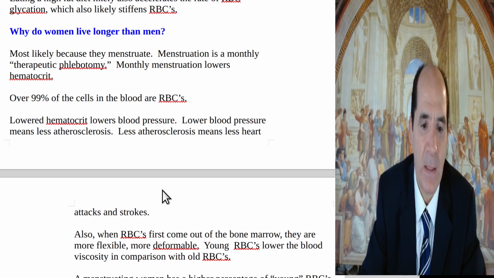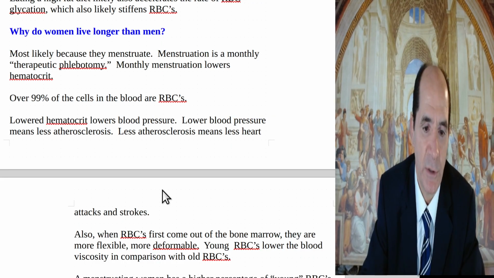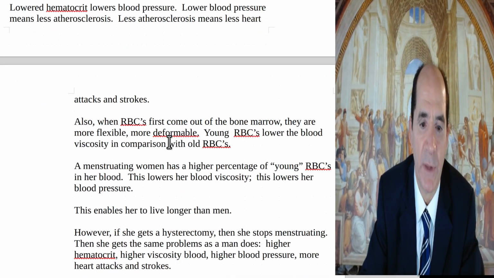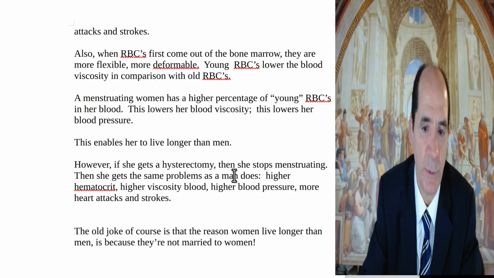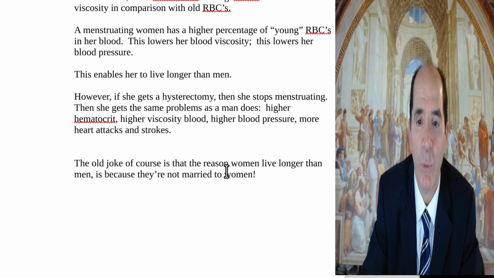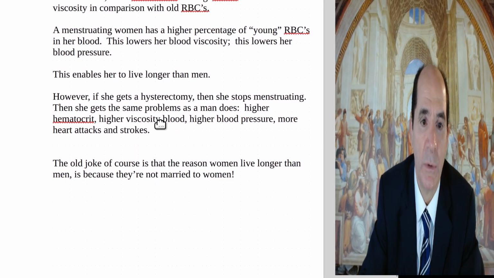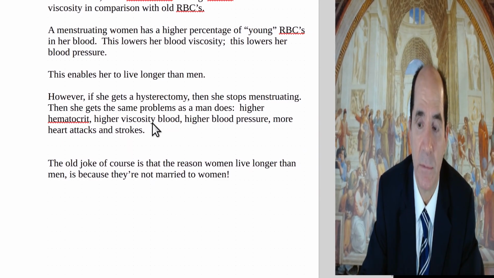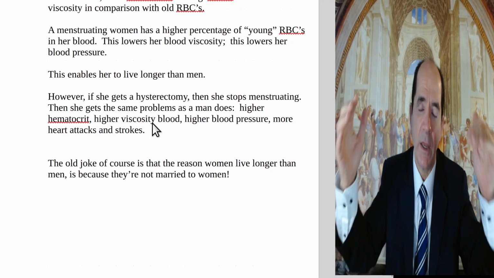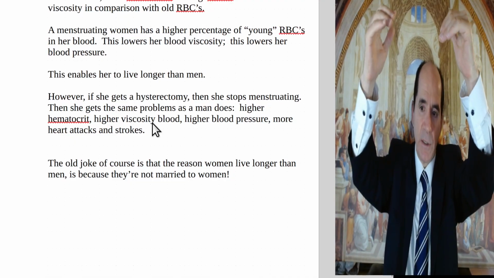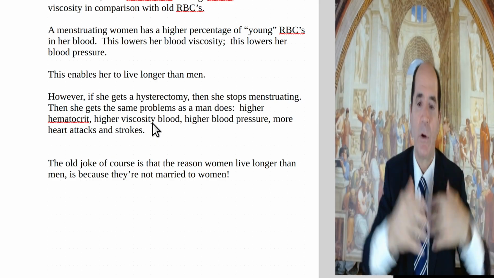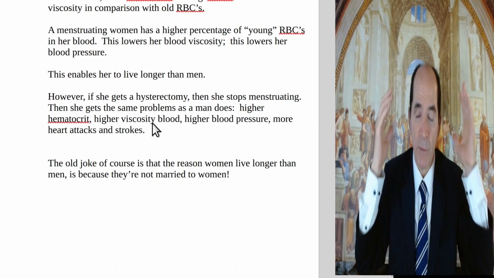Okay, let's see what else. So they have less hypertension. When red blood cells first come out of the bone marrow, they're more flexible, more deformable. That also contributes to them having lower blood pressure. If a woman has a hysterectomy, then she stops menstruating, and so her blood pressure becomes like a man. So women who have hysterectomies below the age of 35, they tend to die sooner. They're much more likely to end up with coronary artery disease, with cerebral vascular disease.